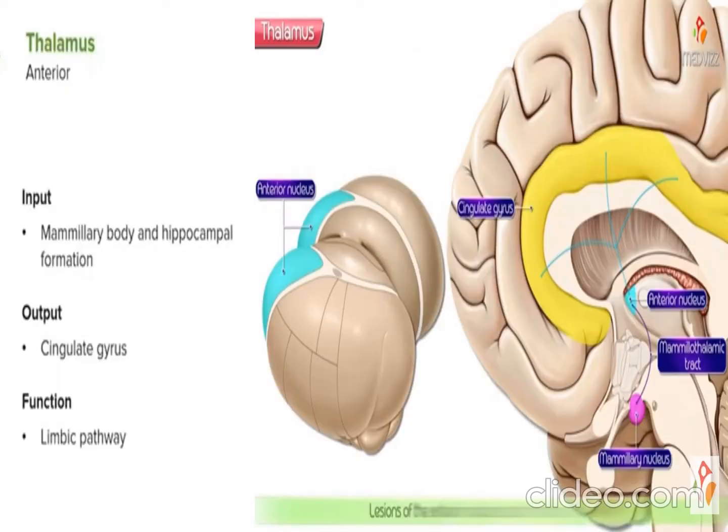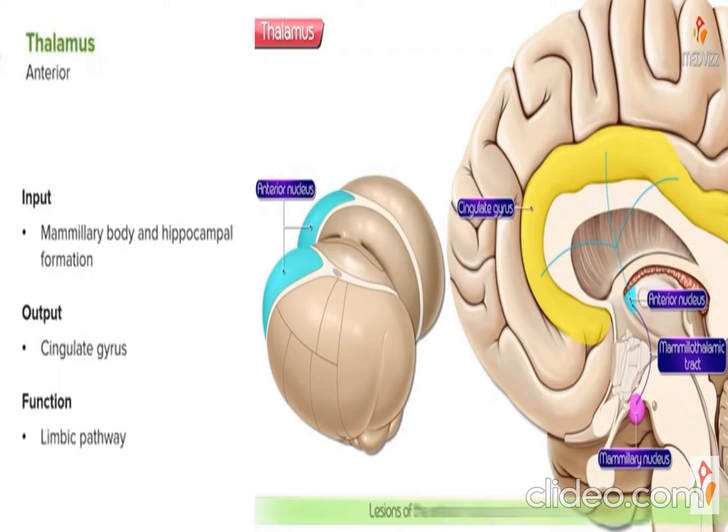Next we will study the connections of the thalamus. Each nucleus of the thalamus receives its afferent and efferent fibers from other parts of the brain. First we will see the anterior nucleus of the thalamus and its connections.